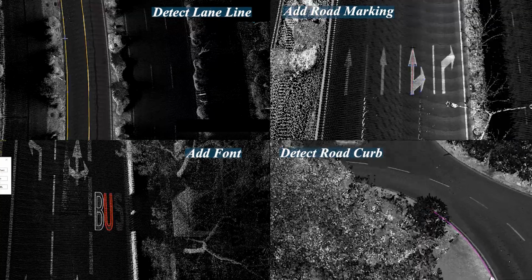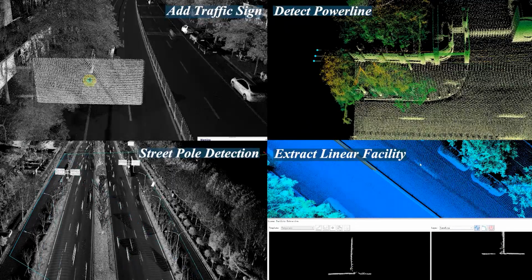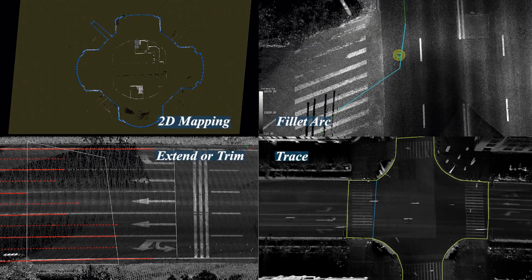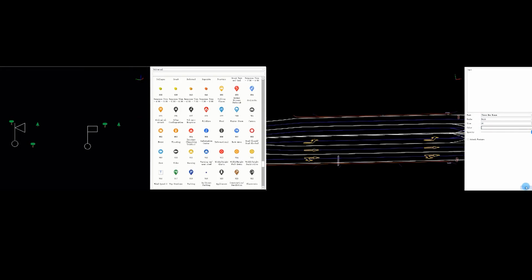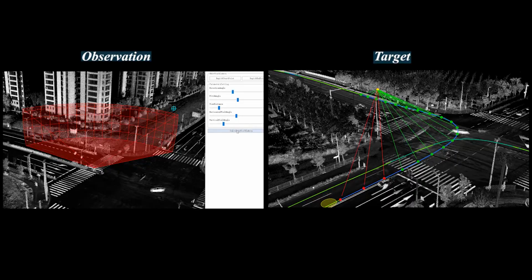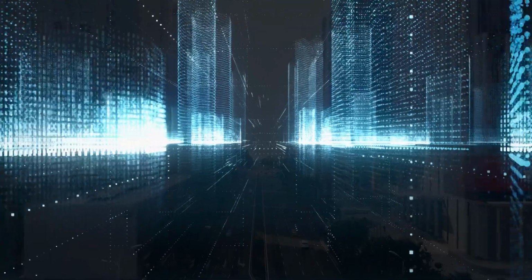Feature extraction, providing automatic extraction tools for all types of road elements and facilities. Vector editing, providing more than 50 editing tools to meet the drawing needs of multiple industries. Road analysis supports road damage detection, clearance analysis, visual domain analysis, and road section analysis.